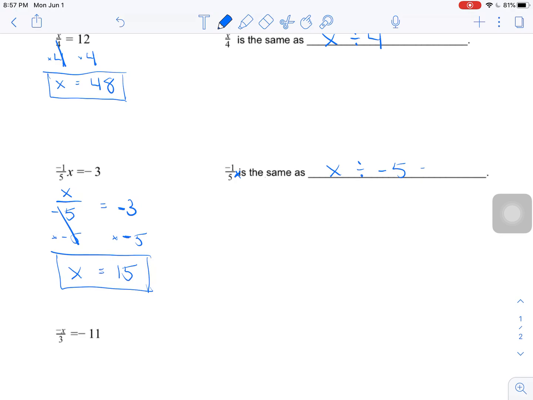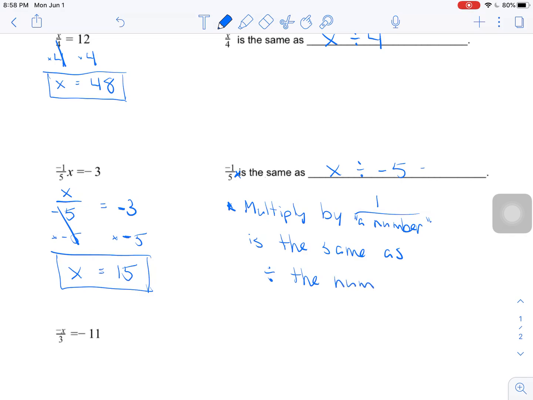Okay. So coming back over here, if you have a fraction, and so multiplying, we're going to add a little note, and I want you to add this in here too. So multiplying by 1 over a number, whatever that number is, is the same as dividing by the number. So that's really the trick we use there. So that's a division trick to remember.